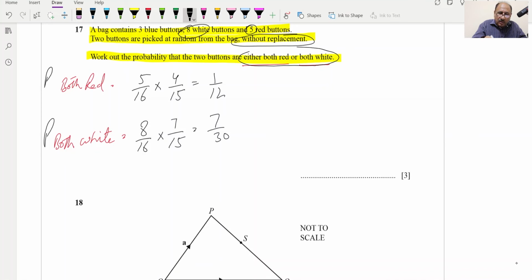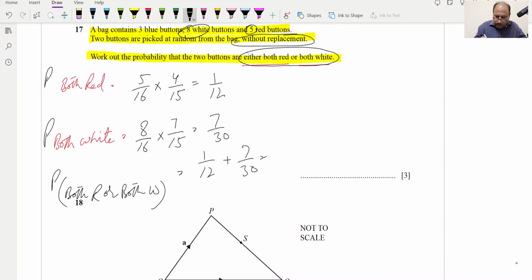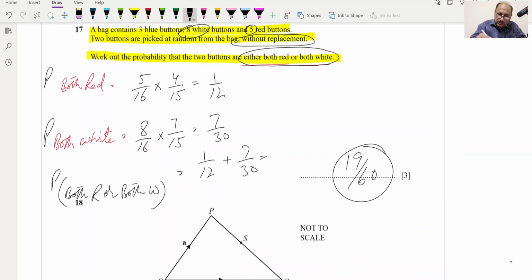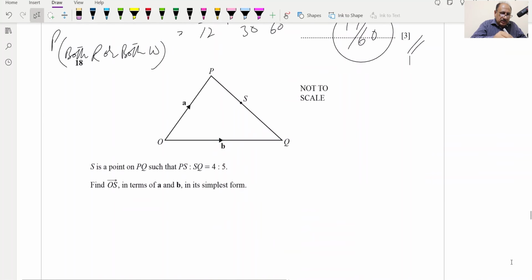And probability for either both red or both white will be what? Will be 1 by 12 plus 7 over 30, and we can simplify this. 1 over 12 plus 7 over 30 is equal to 19 over 60. So 19 over 60 will be the answer, which is 3 marks. We are done. Now question number 18.